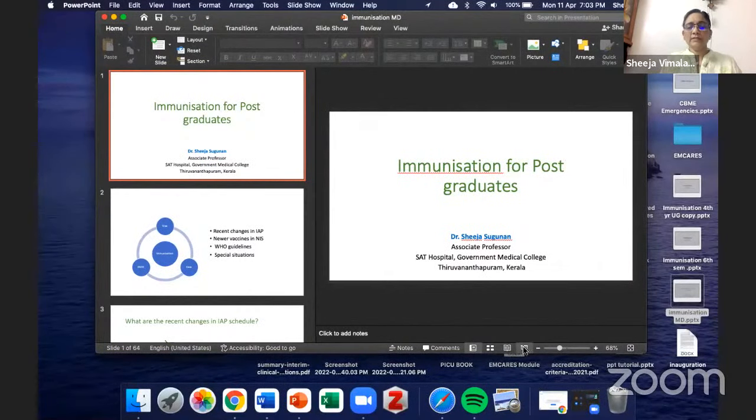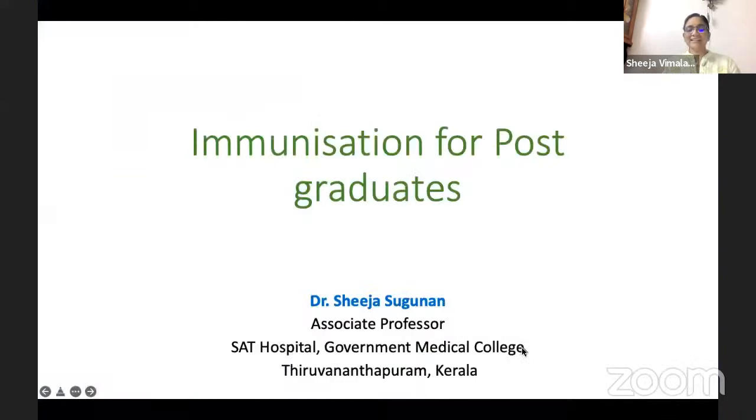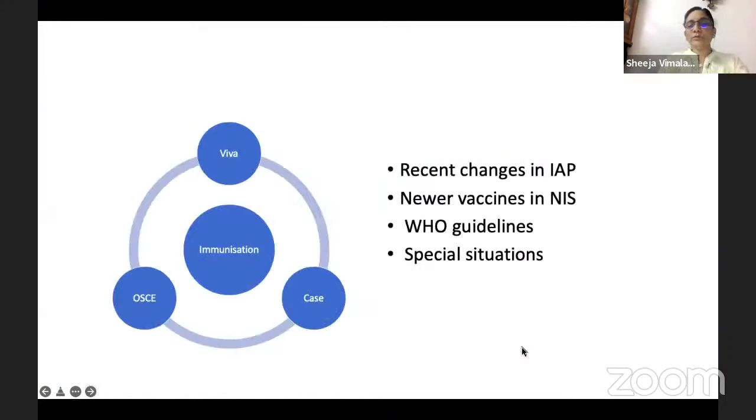So what we discuss today is immunization in the context of postgraduates, but I think it applies to everyone. It's not possible to really cover the whole of immunization in, say, 45 minutes or 1 hour. So what I plan to stick to is recent changes in the IAP schedule, what newer vaccines have been added in the national schedule, any change regarding WHO guidelines, and also some special situations.